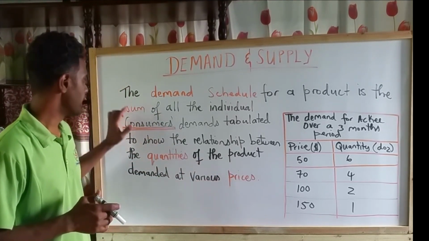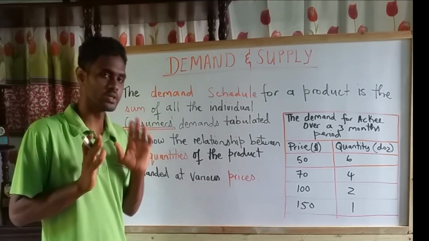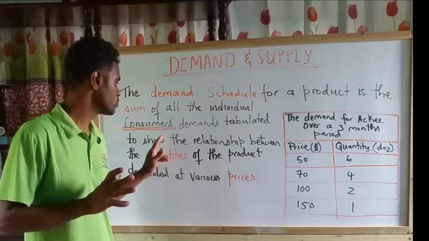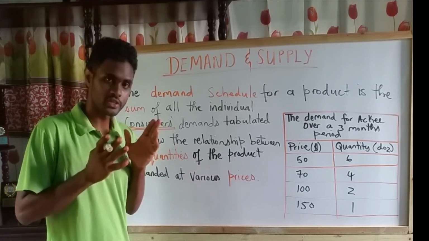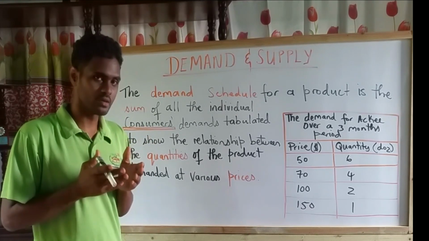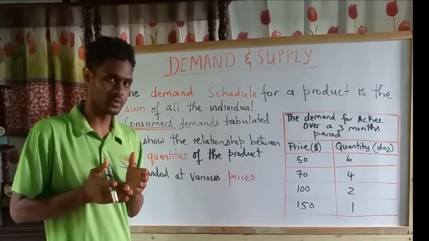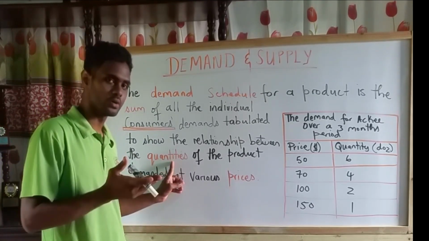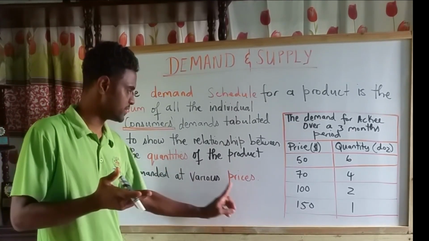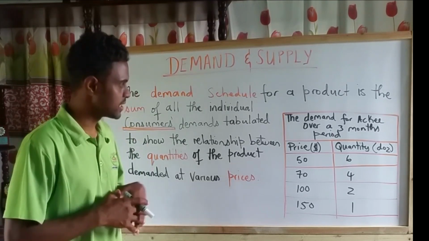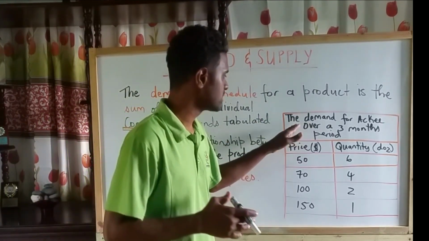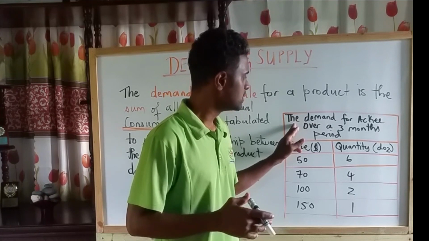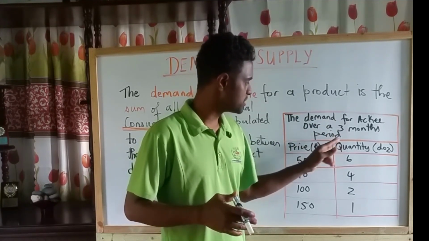Alright? So remember now that demand is written from the perspective of the buyer, the consumer. So in the demand schedule, there will be a tabulation of all the demands for a particular product. In other words, we will look at the quantities of a product that is demanded at various prices. So let us look at the example in this table over here. As you can see, the title of the table says the demand for hockey over a 3 months period.